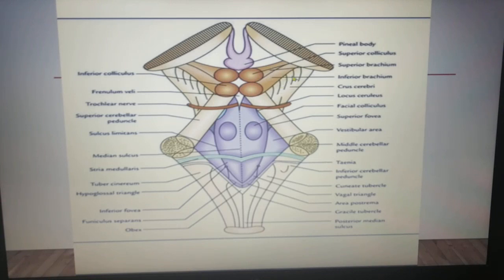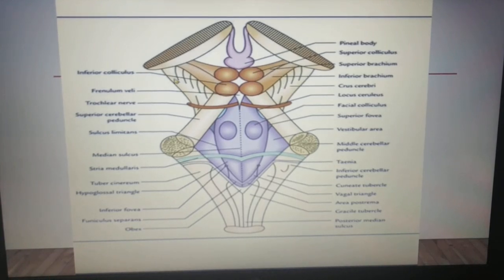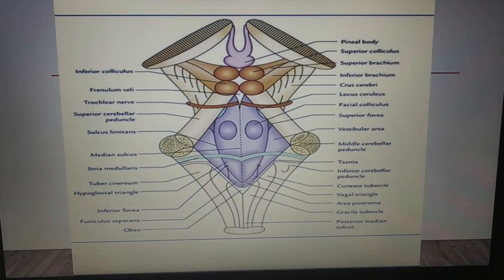One more structure located on the dorsal aspect will be the crus cerebri.